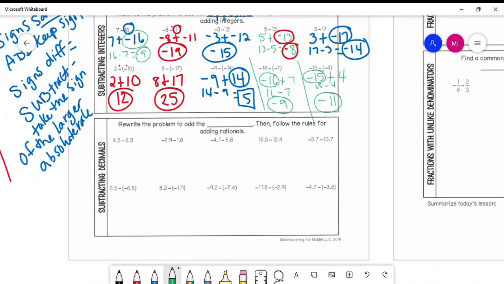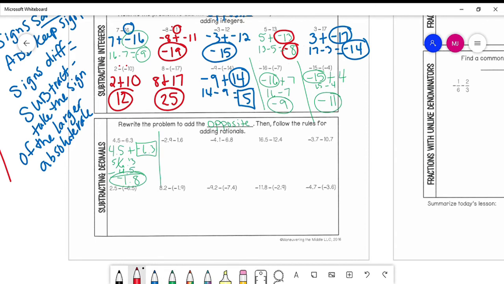All right, let's look at some decimals. Rewrite the problem to add the opposite. So just because we've switched to decimals doesn't mean anything's changed. It's the same process. So again, keep that first number, add the opposite. Signs are different, find the difference. 6.3 minus 4.5. Can't take 5 from 3. .3 has a greater absolute value, so our answer needs to be negative 1.8.